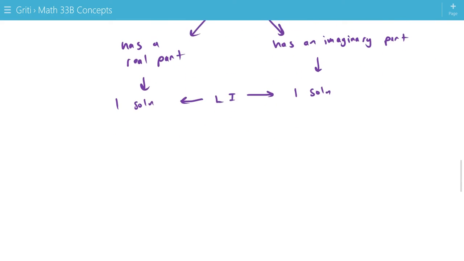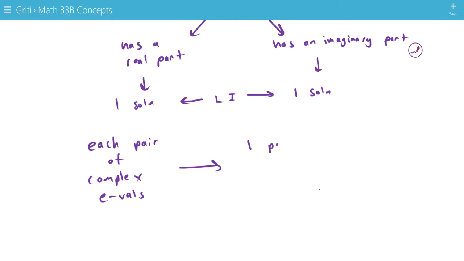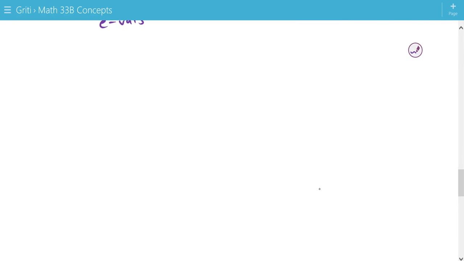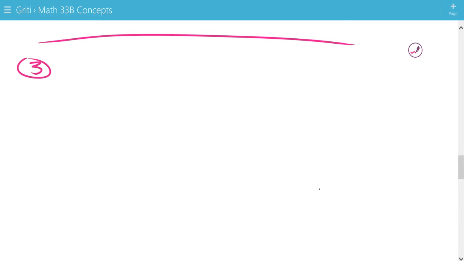So for each pair of complex eigenvalues, we get one pair of linearly independent solutions. So this is the same as in the 2x2 case. So now we go to our third case, and that's the case of repeated real eigenvalues.